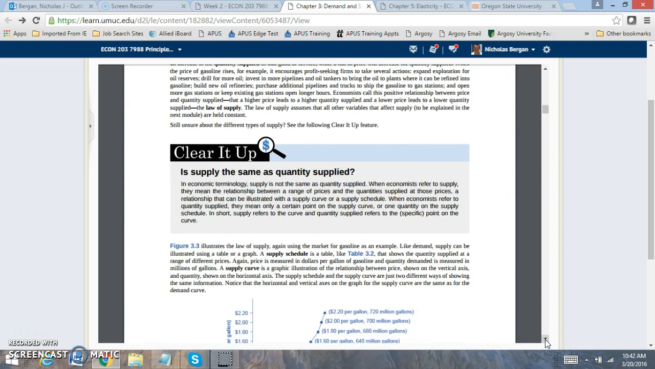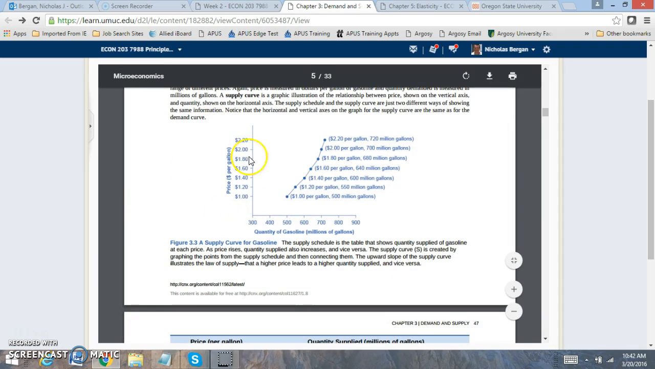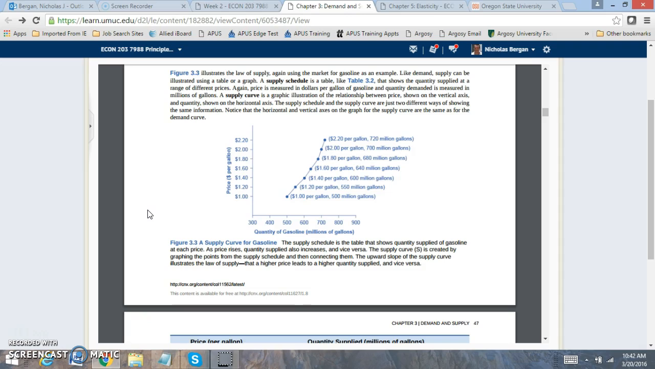When we look at supply, supply is going to be an upward sloping curve between the same two variables, price and quantity supplied. You'll notice that firms will want to supply more at a higher price compared to at a lower price, because firms want to sell more at a higher price. They're able to get more for that.